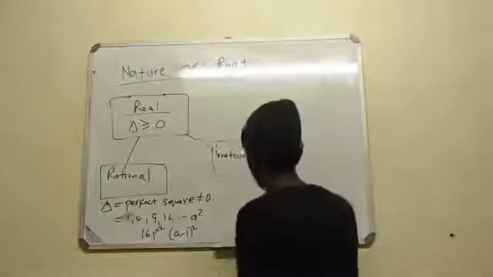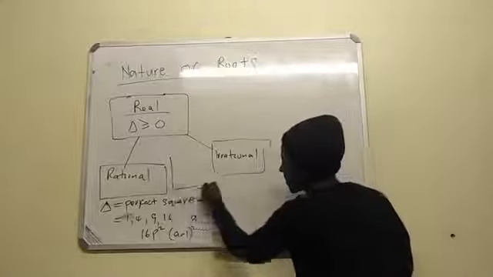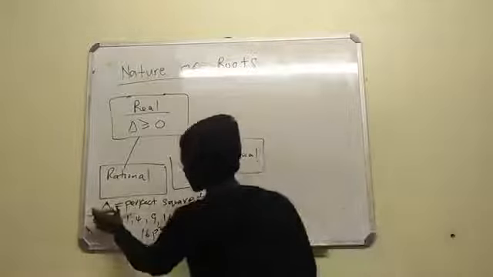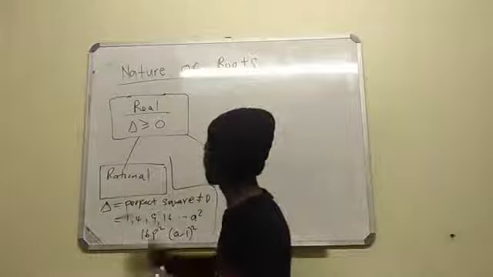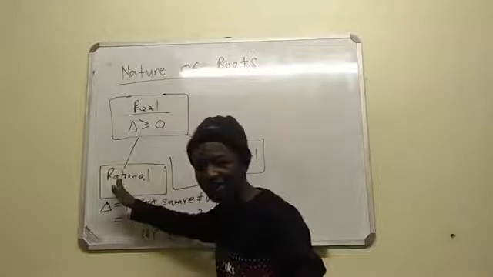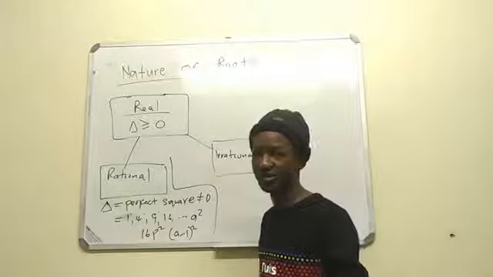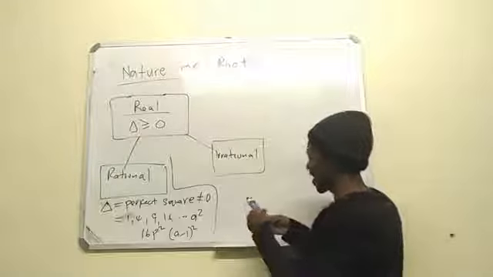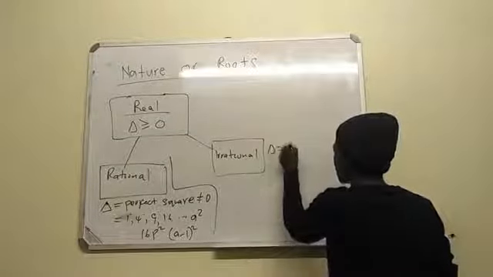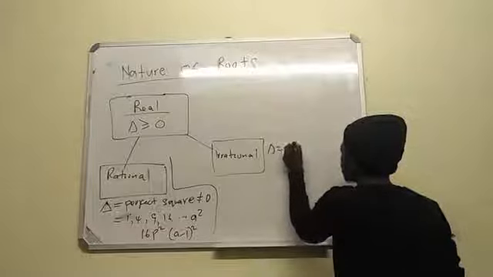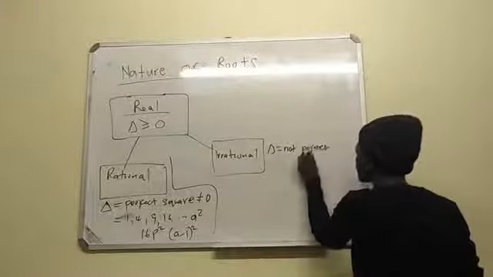So if our delta is equal to a perfect square but not equal to 0, then we say the roots are real and rational. That is the nature of the roots. But if you find out that your delta is not a perfect square, not perfect.